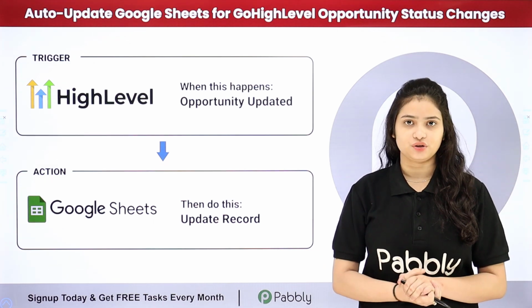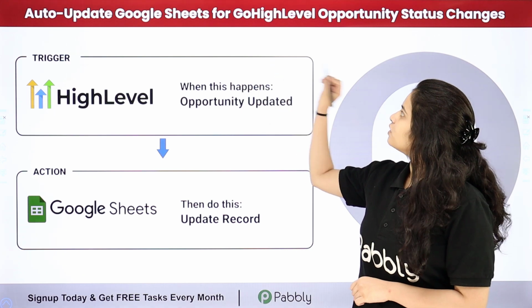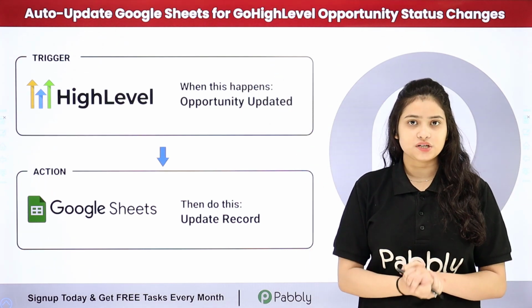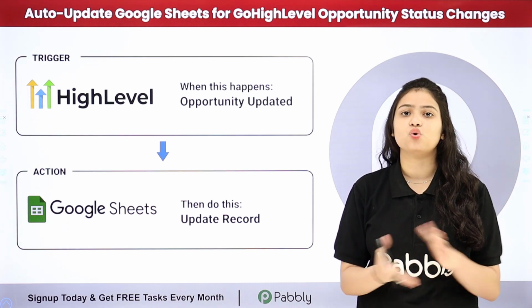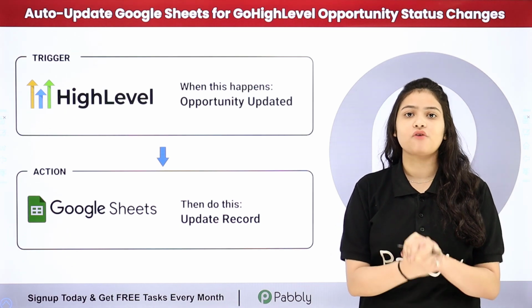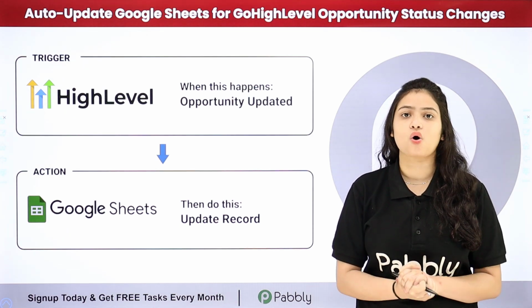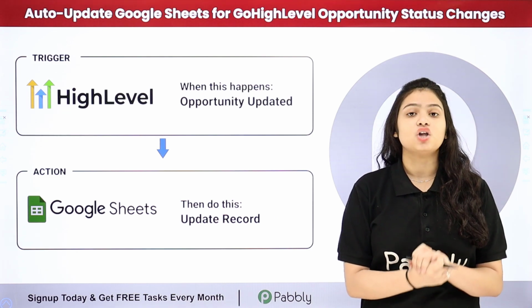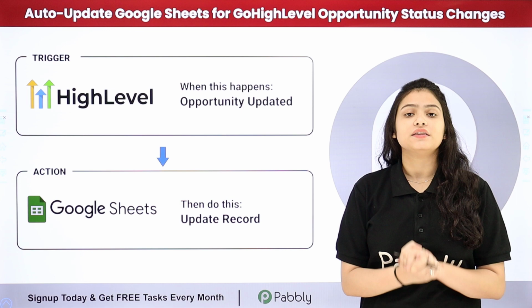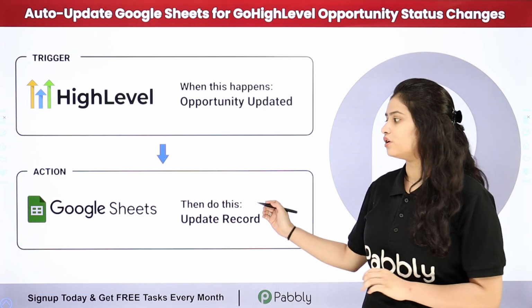In this video, we are going to learn how to auto-update Google Sheets for GoHighLevel opportunity status change. I'm managing all the opportunities for my digital marketing agency through GoHighLevel, which is an amazing CRM. For the backend team and finance team, I've also prepared a spreadsheet which contains the record of all these opportunities. My objective is that whenever the status of one of these opportunities changes, the update should automatically be made in the Google Sheets as well.